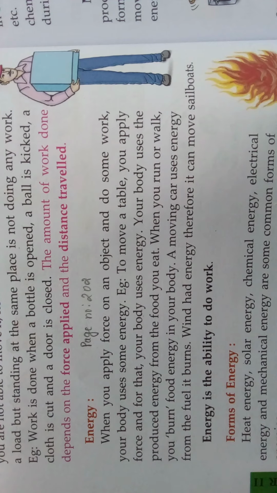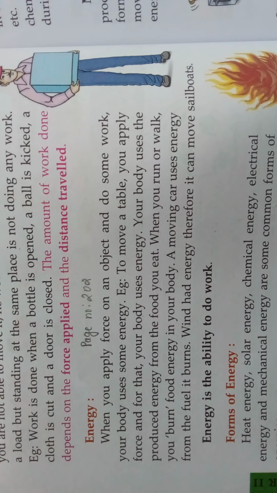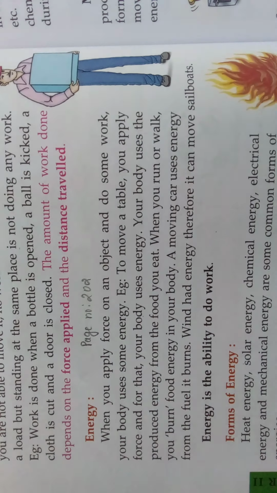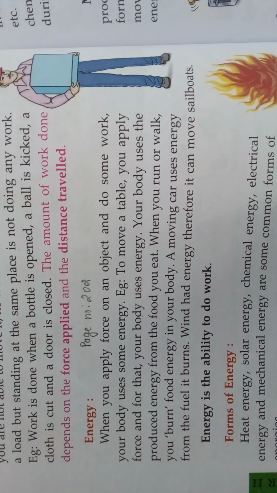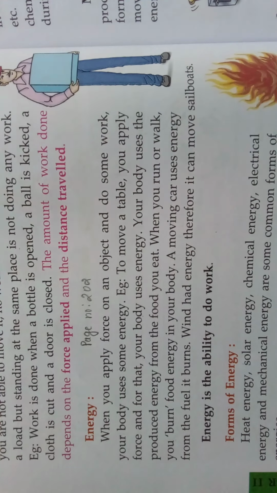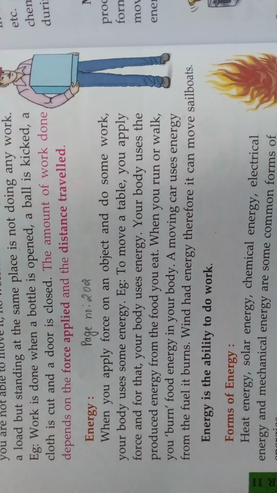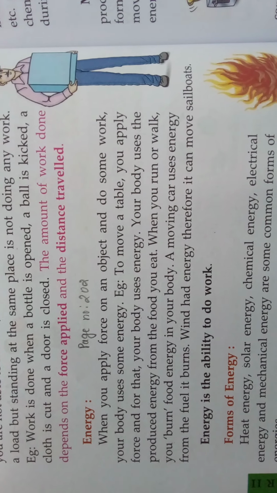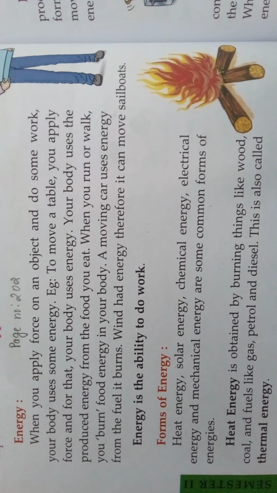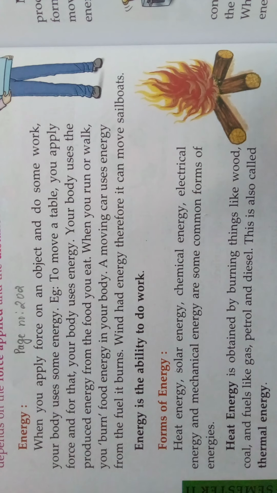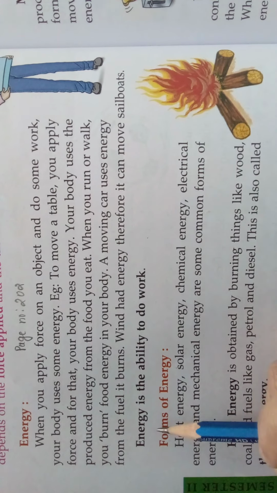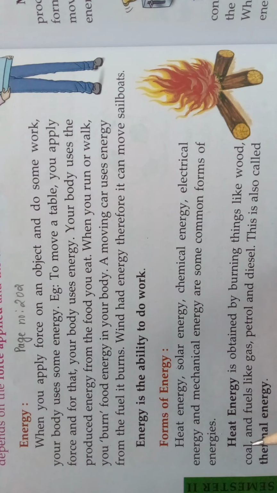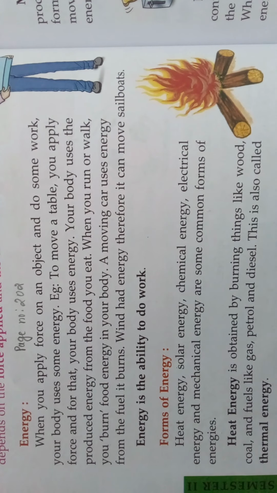So to do some work or to move something, what is needed children? Energy is needed. Our body gets energy from the food we eat. And fuels like petrol and diesel help the car to move. Car, train and aeroplane get energy from the fuel. Understood children? So energy is the ability to do work. To do any work, whatever the thing, it needs energy. Without energy there won't be any work done. So energy is the ability to do work.